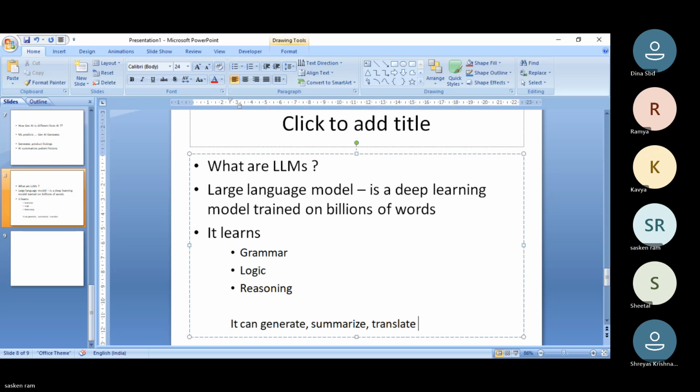Translate. For example, I'll go here and show you one example. One second. I go to ChatGPT.